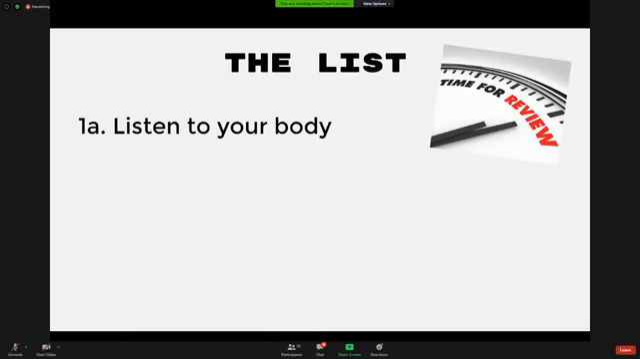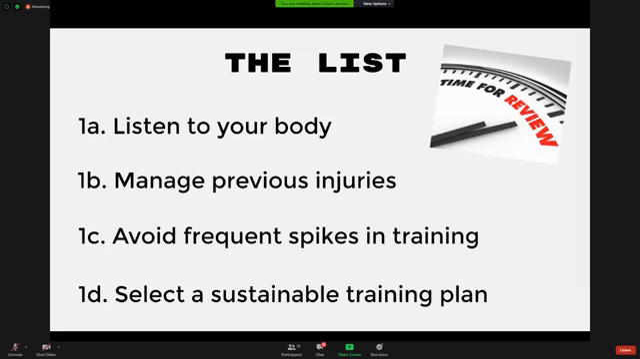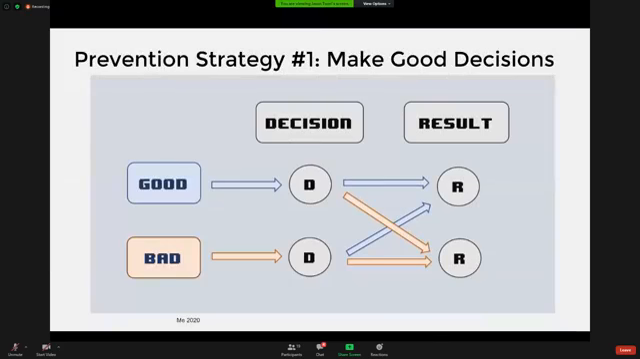So we'll review the list that I had last time of the things that runners should do to just generally reduce injuries, which would be listen to your body, manage previous injuries, avoid frequent training spikes, and select a sustainable training plan for you. So to me, the things that jump out most about patellofemoral pain would really fall into the avoiding frequent spikes in training and selecting a sustainable training plan category. So my prevention strategy number one would be make good decisions.